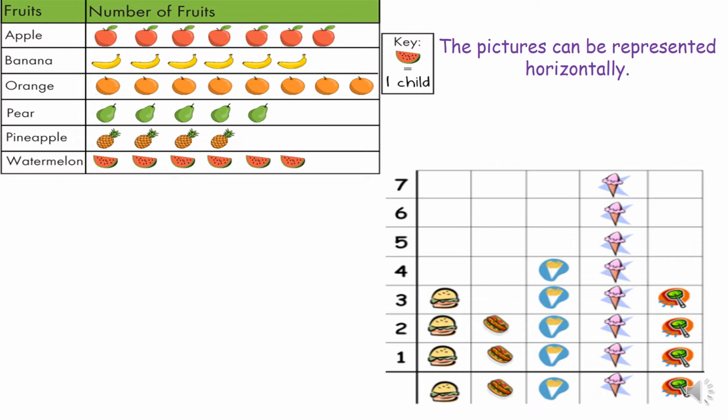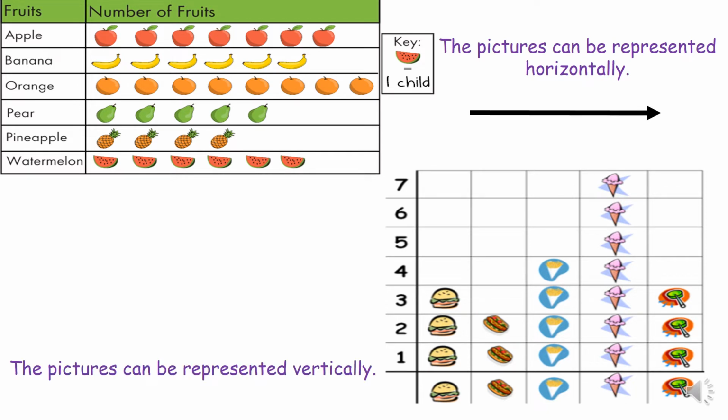Some pictograms display the information horizontally, which means the pictures go in this direction. And in some pictograms, the information is represented vertically, which means it goes up gradually, one by one.